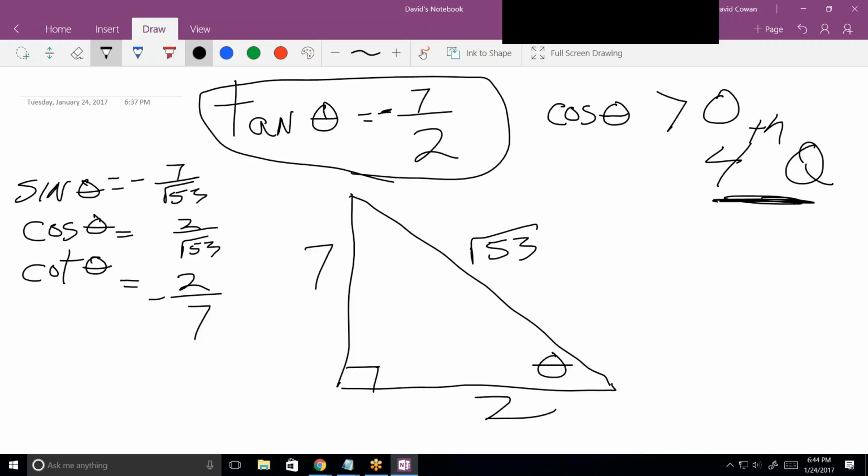Right. And if you were to put that in your calculator, even if you did inverse tan of 7/2, it's going to give you the angle, and then you've got to convert it to a fourth quadrant angle. But you'll get it quicker if you have your calculator in front of you. Go ahead and put in inverse tan of -7/2, and it'll give you a negative angle that's less than 90 degrees.